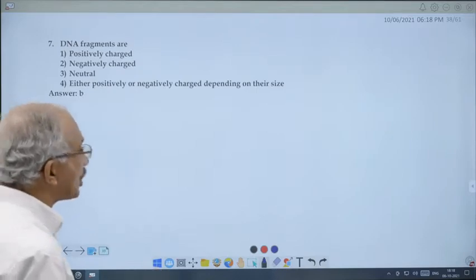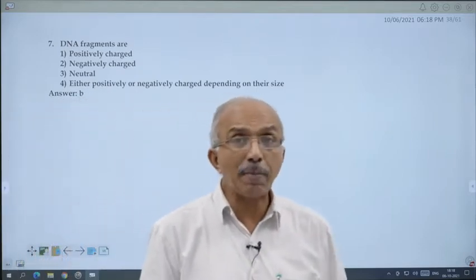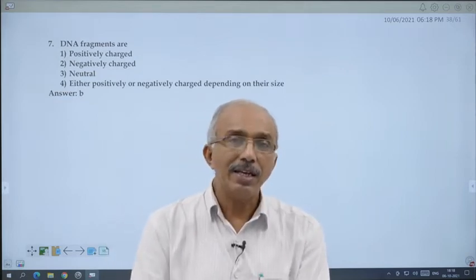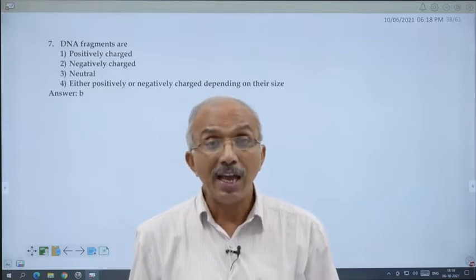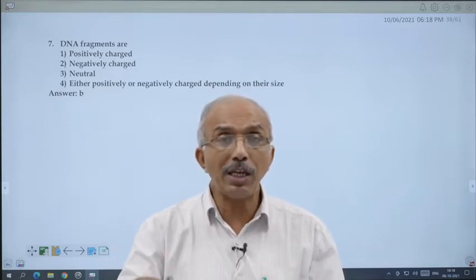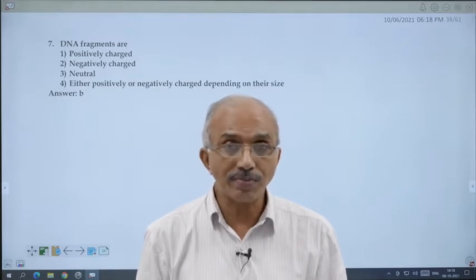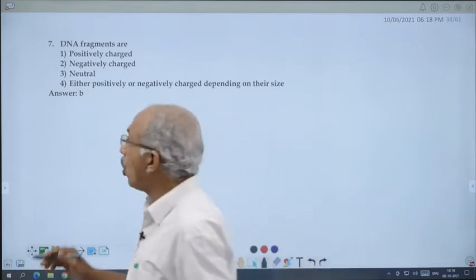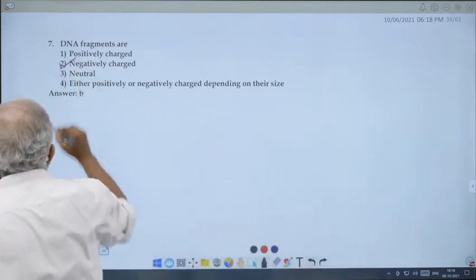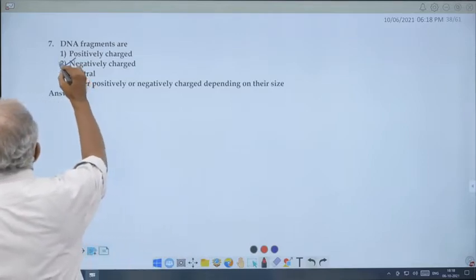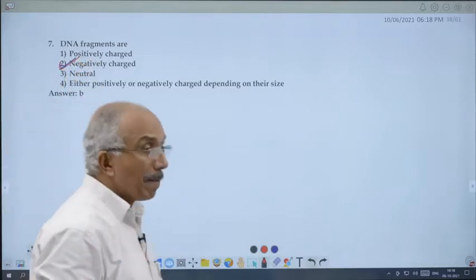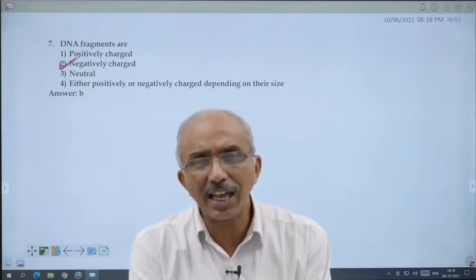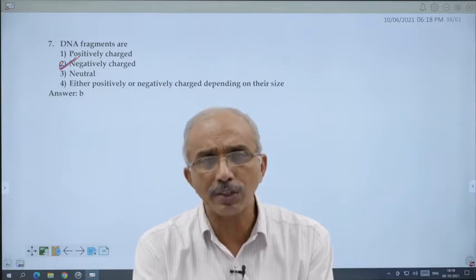DNA fragments are, while studying the packaging of genetic material, how the DNA is packed. Negatively charged DNA is wrapped on the positively charged histones. So what is the charge of DNA? The charge of DNA is negative. Packaging of genetic material, that portion in NCERT clearly says DNA is negatively charged.